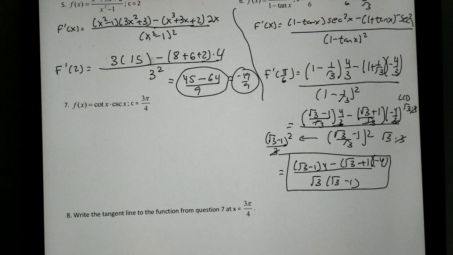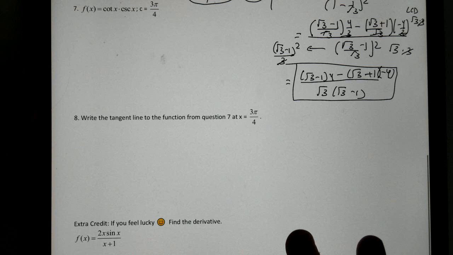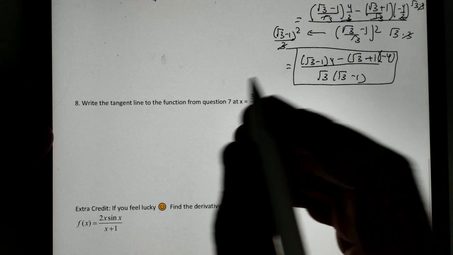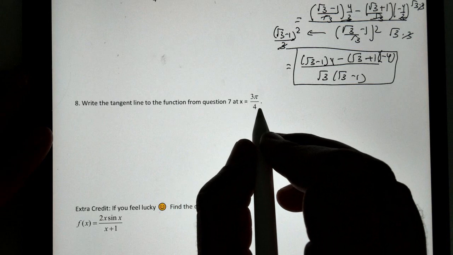All right. So if you like this video, go into the next few problems. We can take a look at some more. Okay, I'll see you then. Actually, you know what? We might have time. Let's go and do our tangent line here. We only got really one more example. Write the tangent line for the function in question 7 at root 3 pi over 4.